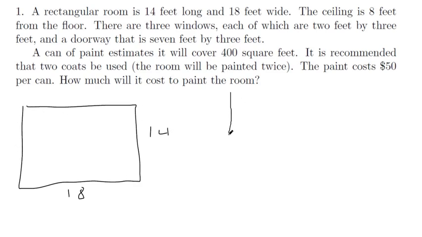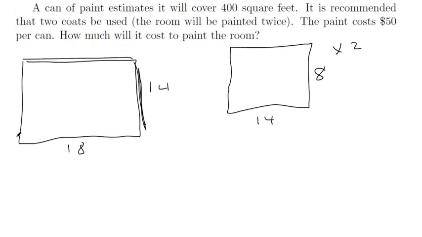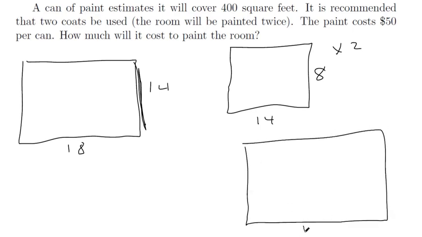So if you were to take this as a top-down bird's eye view of the room, you've got one wall that is 14 across and 8 high. And actually there's two of those. There's this one right here and this one right here from the bird's eye view. So that's two of the walls. And then the other two walls are coming this way. They're 18 and then 8 high. So there's times two of those.